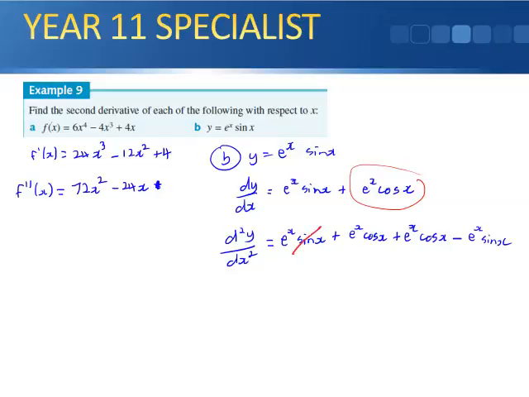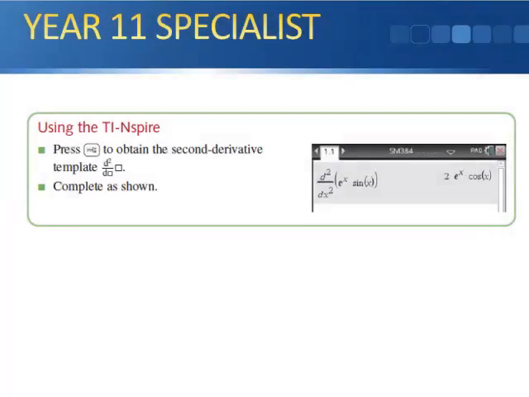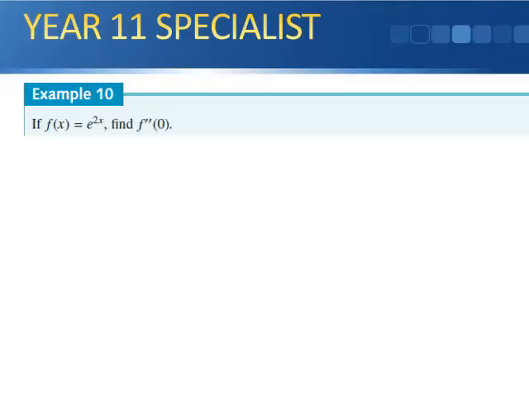So now that and that cancel, and e to the x cos x plus e to the x cos x is 2 e to the x cos of x. I'll put that in brackets now to make it easier for us to read. You can do the second derivative on the calculator by going to that symbol with the boxes and then putting your d2 in there, so you get that type of thing, and it will work it out for you.